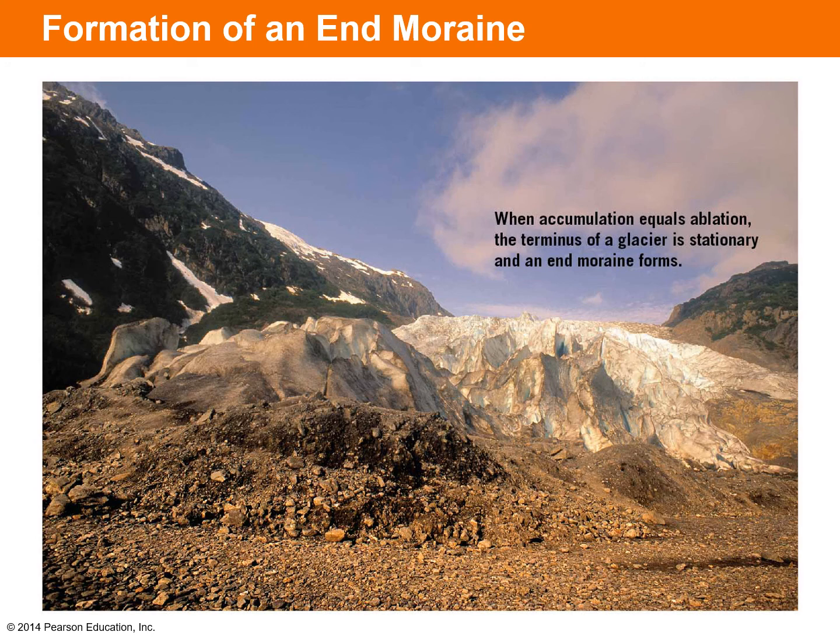So here you can see an example of an end moraine when the accumulation of the glacier equals the ablation of the glacier. And so the terminus of the glacier is stationary, and that ultimately results in an end moraine.